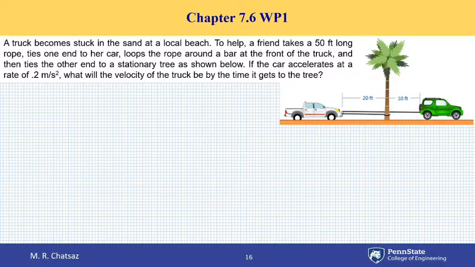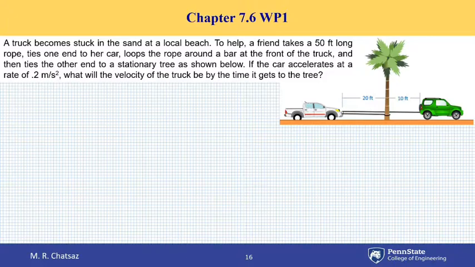Now, in this case, a truck becomes stuck in the sand at a local beach. To help, a friend takes a 50-foot-long rope, ties one end to her car, loops the rope around a bar at the front of the truck, and then ties the other end to a stationary tree as shown. If the car accelerates at a rate of 0.2 meters per second squared, what will be the velocity of the truck by the time it gets to the tree after it has traveled 20 feet?